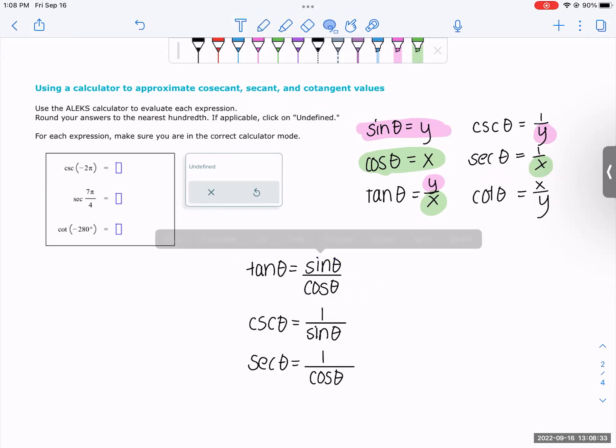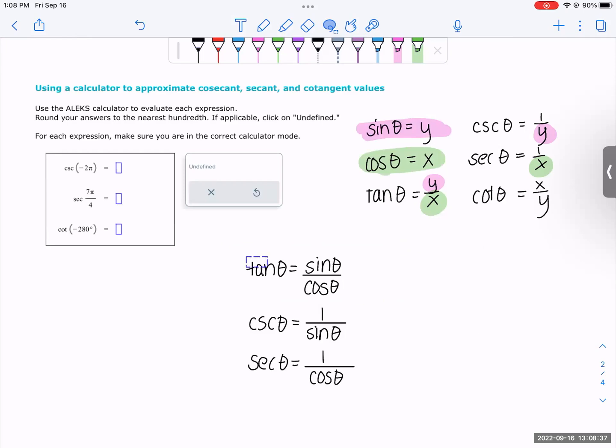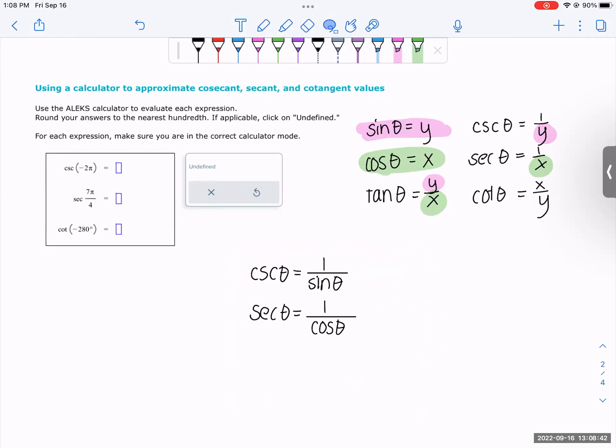And like I said, this one's not going to be super useful for us right here. What is useful is the knowledge that these two are reciprocals of one another. Tangent and cotangent are reciprocals of one another. So cotangent ends up being 1 over tangent, and that will be more useful when using your calculator here.